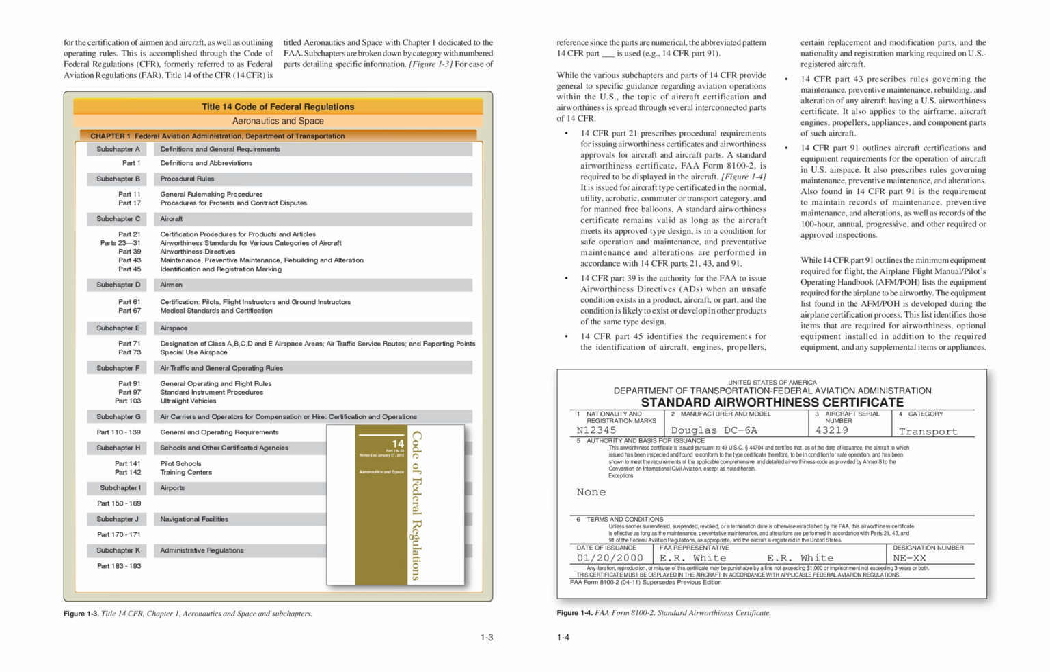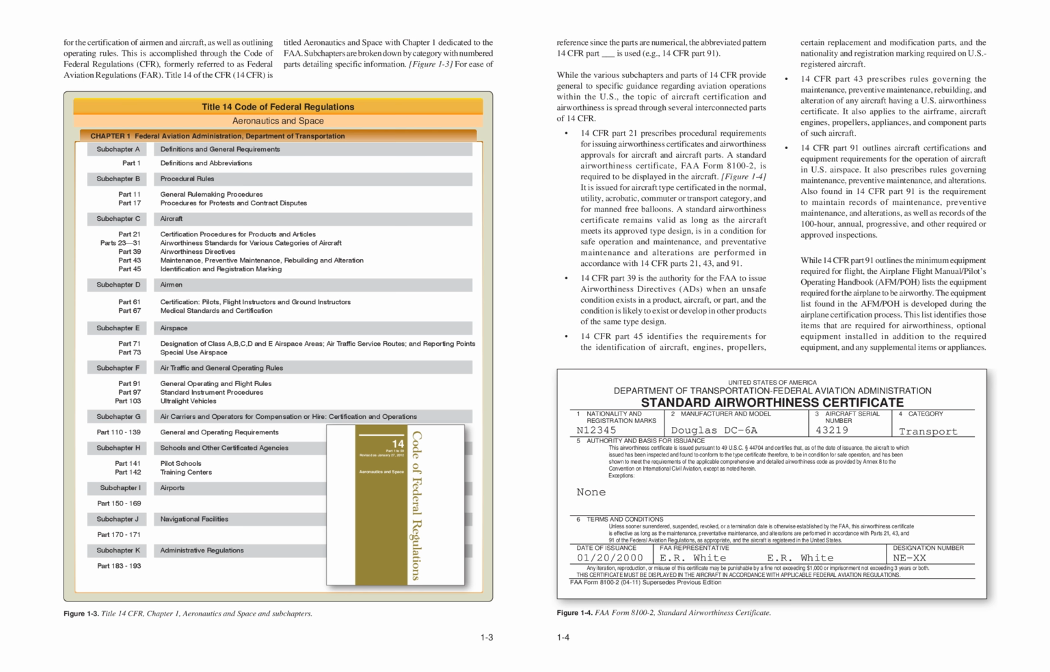This airworthiness certificate is issued pursuant to 49 U.S.C. Section 44704 and certifies that, as of the date of issuance, the aircraft to which it is issued has been inspected and found to conform to the type certificate, to be in condition for safe operation, and has been shown to meet the requirements of the applicable comprehensive and detailed airworthiness code as provided by Annex 8 to the Convention on International Civil Aviation, except as noted herein. Exceptions: None.